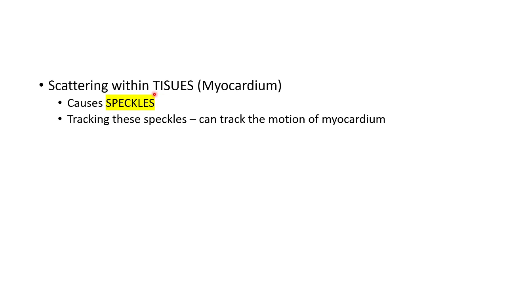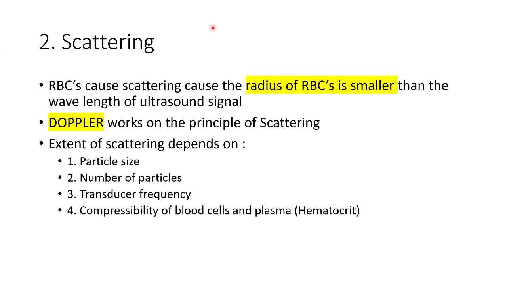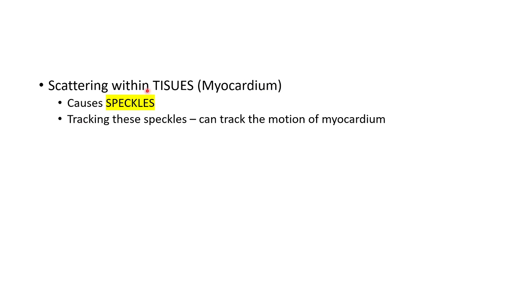And on the principle of scattering only, we use Doppler as well as we use the speckle tracking in tissues also. We use the scattering mechanism because this ultrasound will scatter within the tissues, and these will come out as small speckles, and we can track these speckles to track the motion of the myocardium.